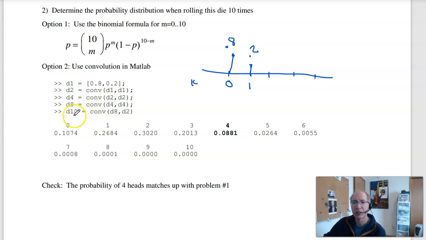So this is the result when I convolve 10 times. Probability of getting 0 points, 1 point, 2 points, 3 points, 4 points. And note that 4 points is exactly the same that we calculated in problem 1. 5, 6, 7, 8, 9, 10. So that would be the probability of 10 coin tosses. Either solution works. You can use the formula or you can use convolution.